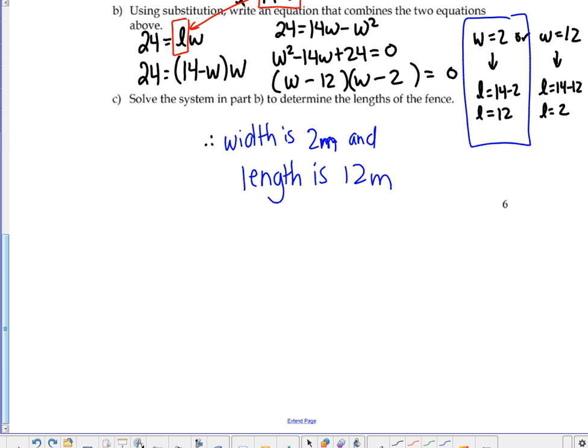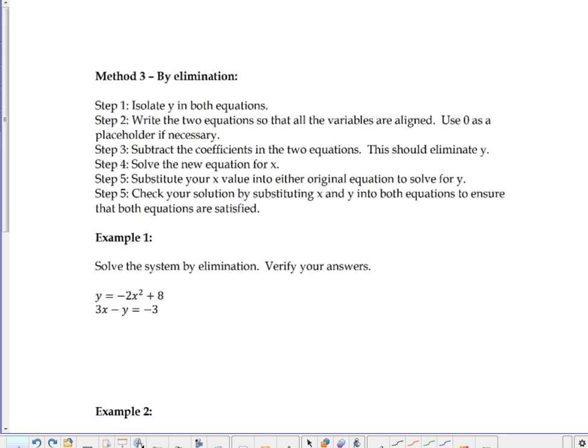Okay, elimination. While you're sitting there, you can read through all those steps. I'll just walk you through it probably, but okay. So elimination. The easiest way is to isolate y in both equations. Sometimes you might want to get just one side equals 0 so that everything is aligned. We just basically want to align our variables.